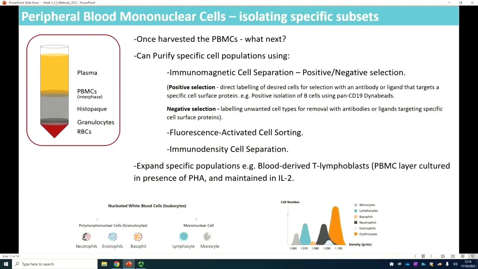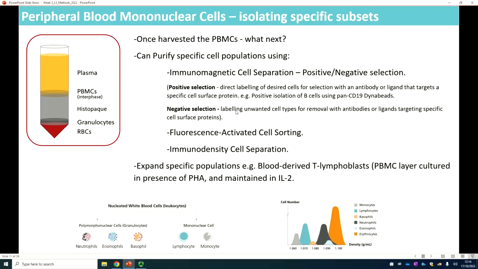Okay, so now we've harvested our PBMCs. Well, what do we want to do next? Well, we can purify out specific cell populations, and these are antibody-based techniques that we'll talk about during the course of today's lecture. So we can use immunomagnetic cell separation, and this can either be positive or negative selection. Positive selection refers to the process where we directly label desired cells for selection with an antibody or ligand that targets a specific cell surface protein, and then we can positively select them.